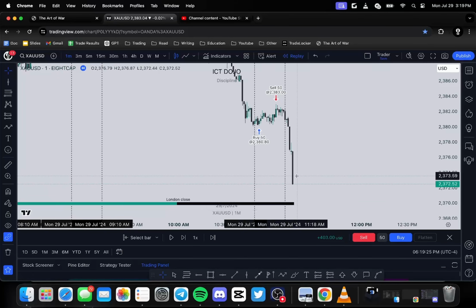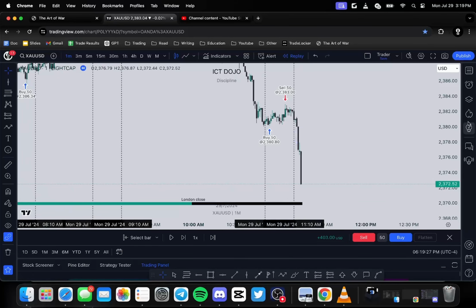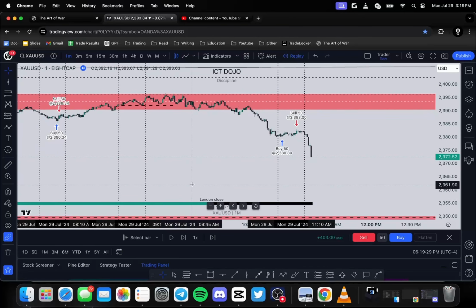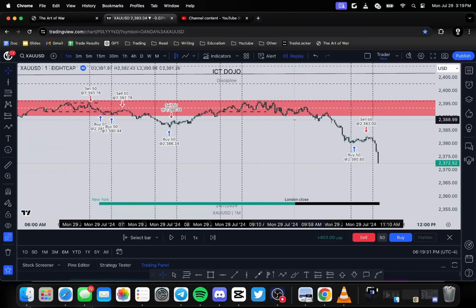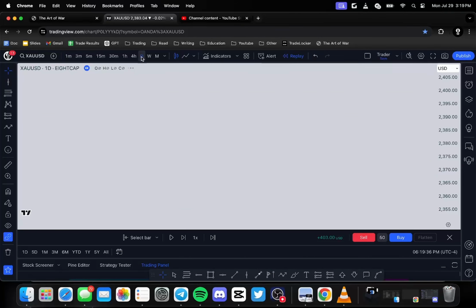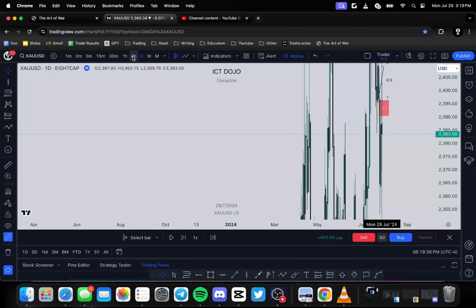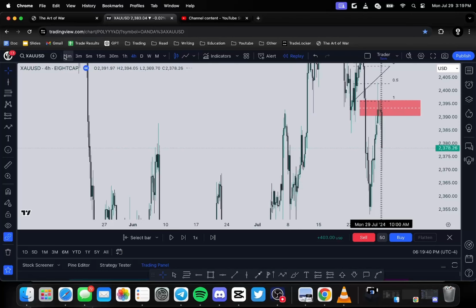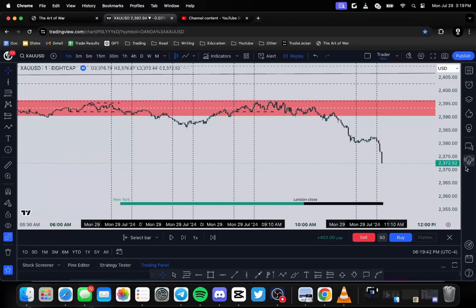We're now at 23.72. So like I said, when we got this accumulation, only the sell side was swept, and I was anticipating the buy side to also be swept, though it is from the daily fair value gap, right? Oh, let me not spoil anything here. That was a close one.